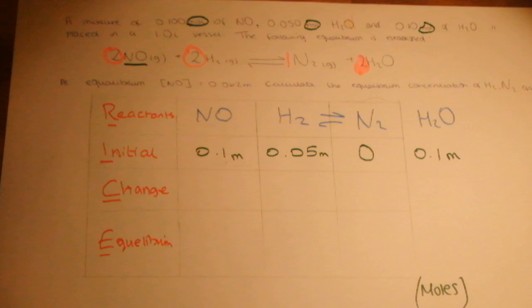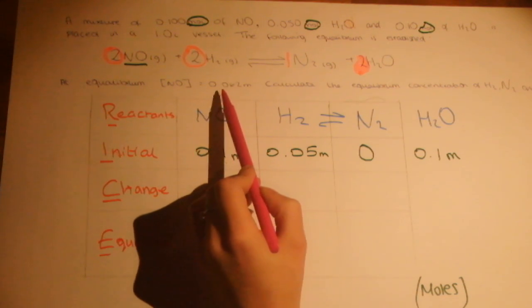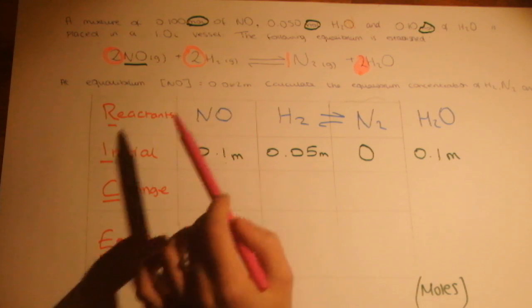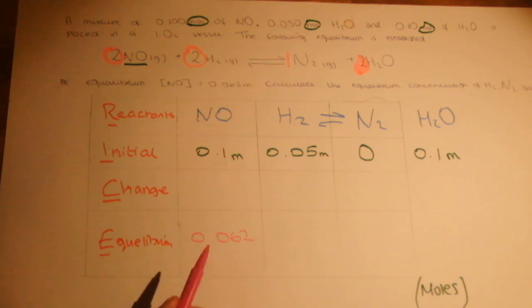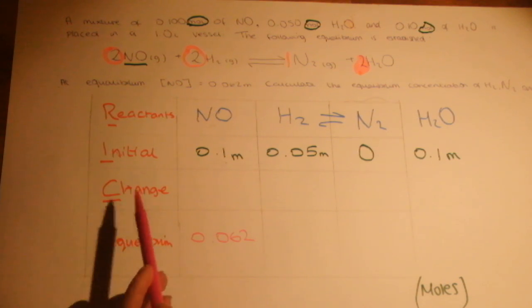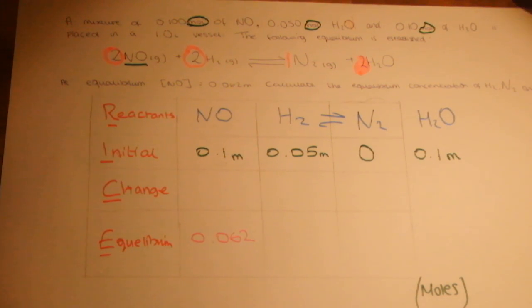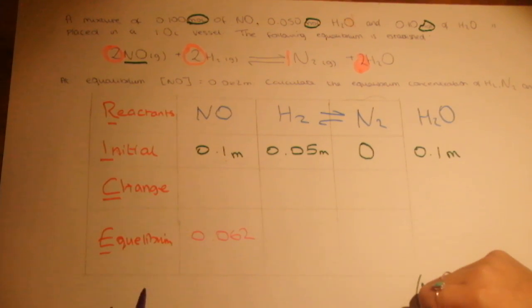Right. So we know at equilibrium the concentration of NO, which is here, is 0.062 moles. So we can put that in. 0.062 moles. So we know the equilibrium finish. So we can also therefore work out the change. We can work out the change between NO and the equilibrium.